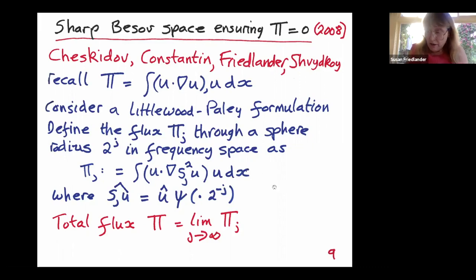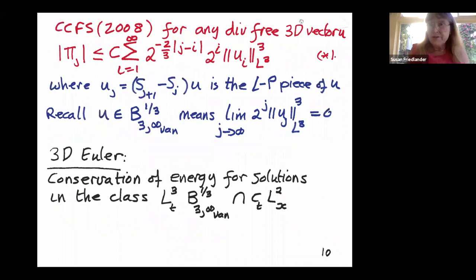Then we use this expression to obtain an upper bound on pi sub j. This expression, which I've written in terms of Littlewood-Paley pieces of our velocity vector, is valid for any divergence-free vector u in three dimensions. It would be valid in other dimensions too, but the actual numbers would change. So this expression tells us several things. Here, u sub j is the jth Littlewood-Paley piece of u defined in this fashion.